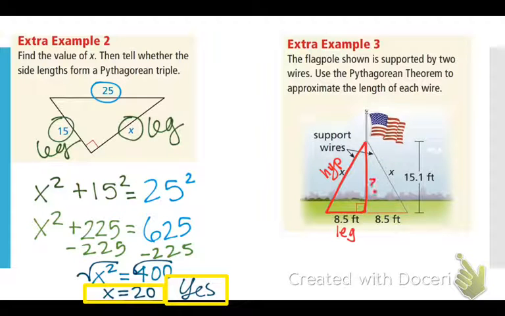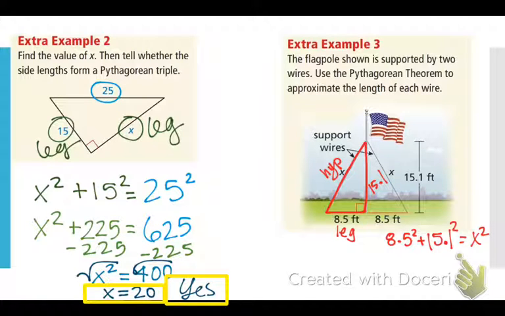How do I find the measurement of the other leg? Look at the right, and it says 15.1. So this shows the height from the ground to the top of the wire. So it's going to be the same here as well, 15.1. So we'll plug in the two legs. We'll have 8.5 squared plus 15.1 squared equals x squared.